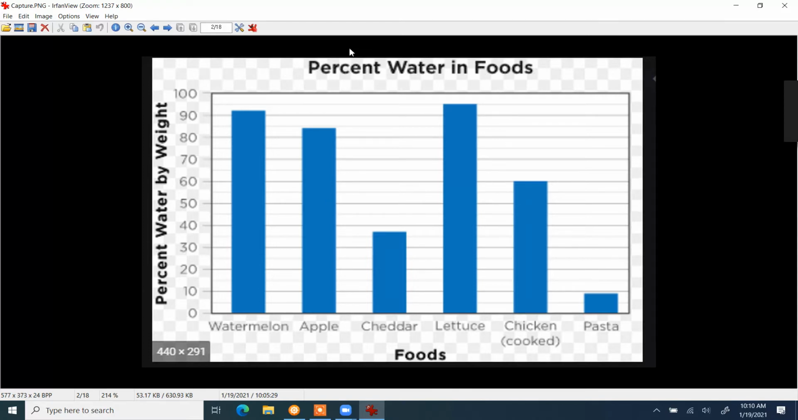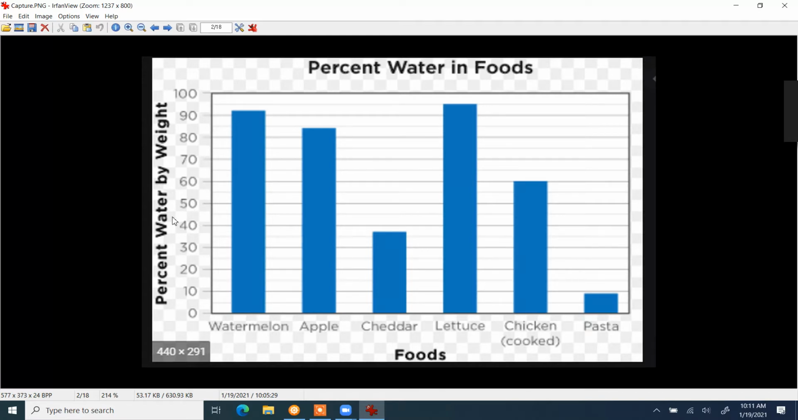Now, once I read the title, the second thing I'm going to do is look at this bottom axis over here. This bottom axis has 6 different things: 1, 2, 3, 4, 5, 6. Right here it says foods. So I know that each of these bars stands for a different kind of food. This one over here is about watermelon. This one is about apples. This one is about cheddar, lettuce, chicken, and pasta. So on the x-axis, we have different kinds of foods.